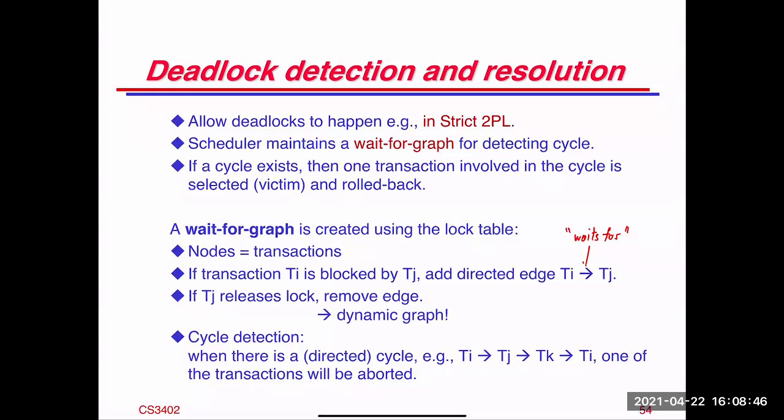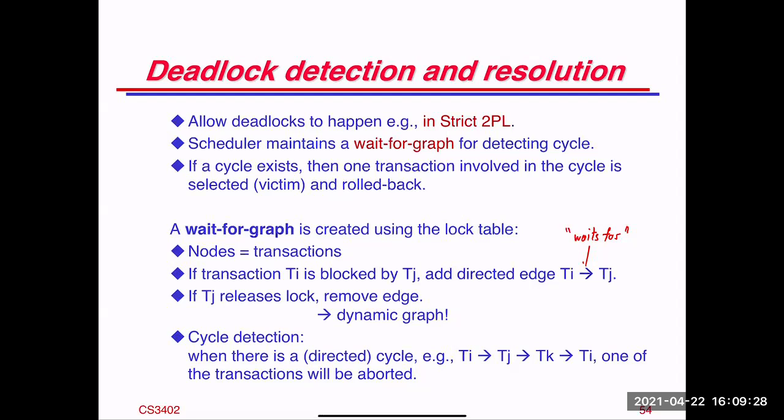When there is a directed cycle in the graph, for example, from Ti to Tj, Tk, and then back to Ti, then you will need to select one of the transactions to be aborted. Now, how do we select the transaction that we should abort? Because in principle, we could select any one of the ones that form a cycle. This process is called victim selection. Usually we'll try to select the transaction that has the shortest running time so far, that is, the youngest transaction, which is the one you're going to restart.